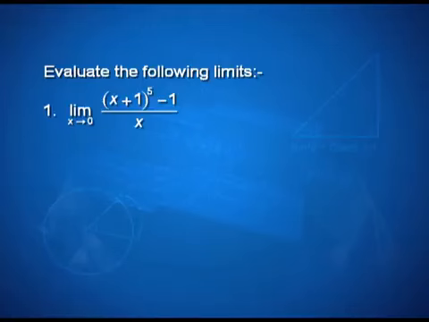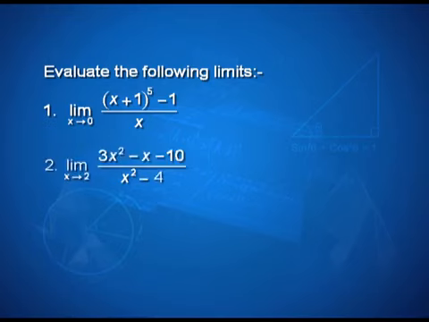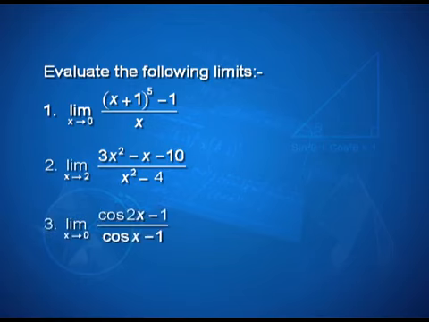Question number 1. Evaluate the following limits. Limit of x plus 1 raised to 5 minus 1 upon x as x tends to 0. Question number 2. Limit of 3x square minus x minus 10 upon x square minus 4 as x tends to 2. Question number 3. Limit of cos 2x minus 1 upon cos x minus 1 as x tends to 0.